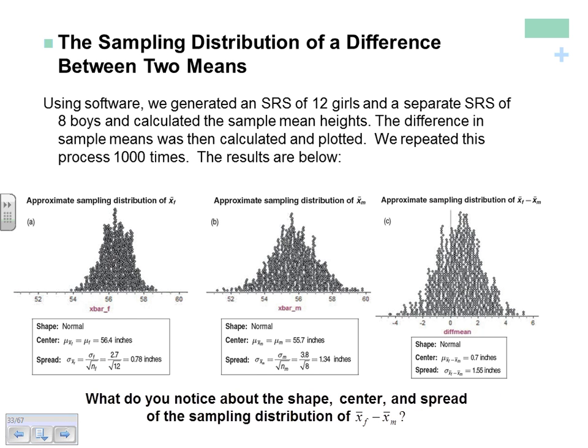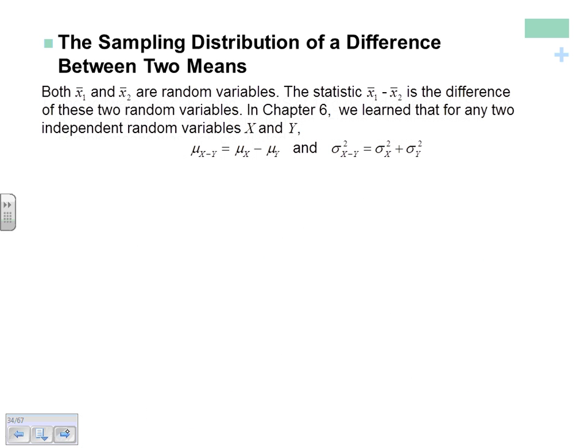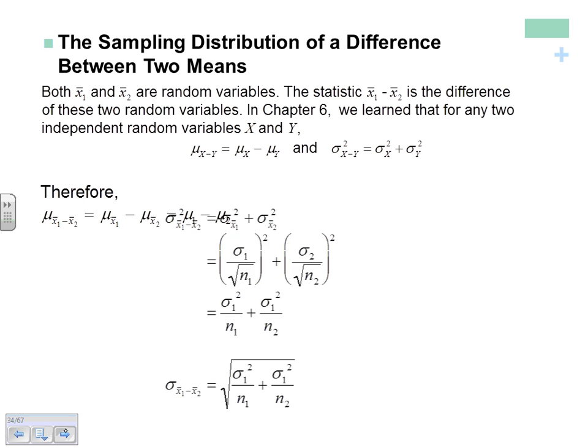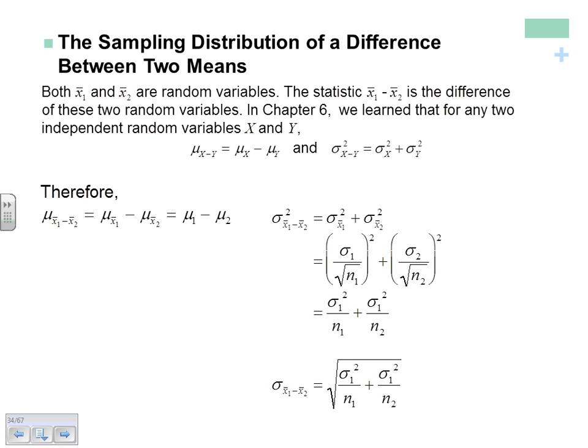We know that with the spreads, we're going to have to use the variances. Just like we were dealing with means, here we can see we're going to square the standard deviations for both the samples and then take the square root of the sum.